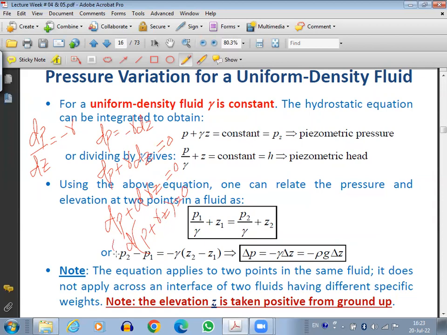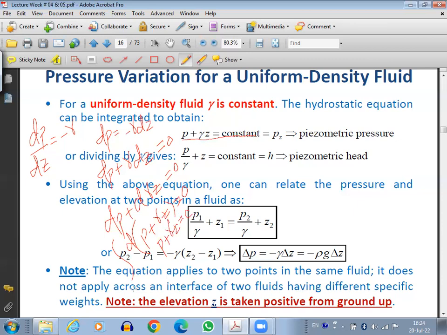If I integrate it, then d will be finished. Integration is the opposite of differential, right? So it will become P plus gamma z equals not 0, but a constant. See, when you integrate it and you don't have the limits of integration, then you get a constant, right? So this thing is constant. So this thing is written: P plus gamma z is equal to constant, right?